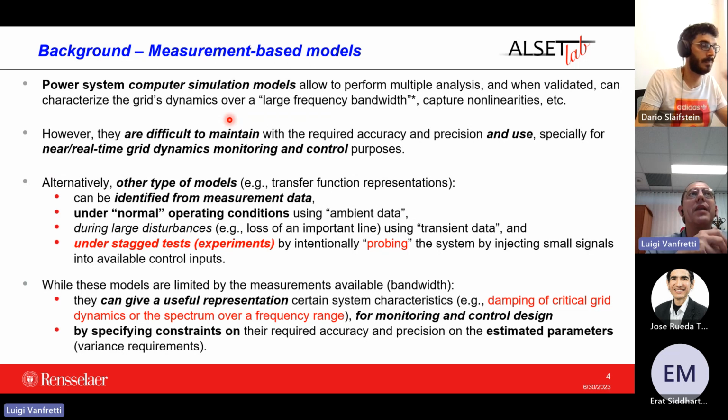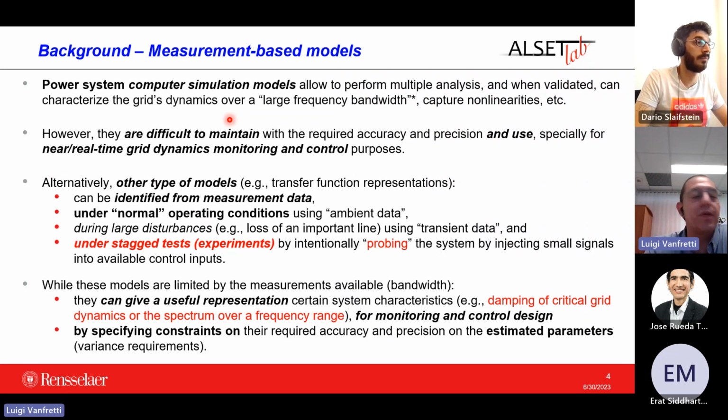But they can give a very useful representation of a group of characteristics. So for example, you can characterize the critical grid dynamics over the frequency range that you desire, or an entire one if you want to do that. And that is very useful for two things. One is for monitoring, and the second one is for control design.